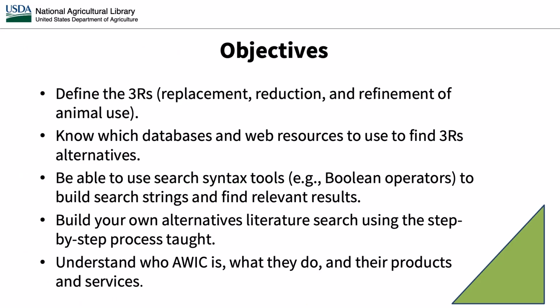Today's topic is conducting a literature search for animal use alternatives, presented by Jesse Carter and Erica Edwards. Before diving into the presentation, I just wanted to go over some of the objectives of this webinar. We'll first start out by talking briefly about AWIC and the history behind the center. Then we will define the 3Rs and discuss where you can find 3Rs information in databases and other web resources. Then Erica is going to review basic search syntax tools before going through a live literature search demonstration. And then finally, we'll end with going over some of AWIC's products and services.